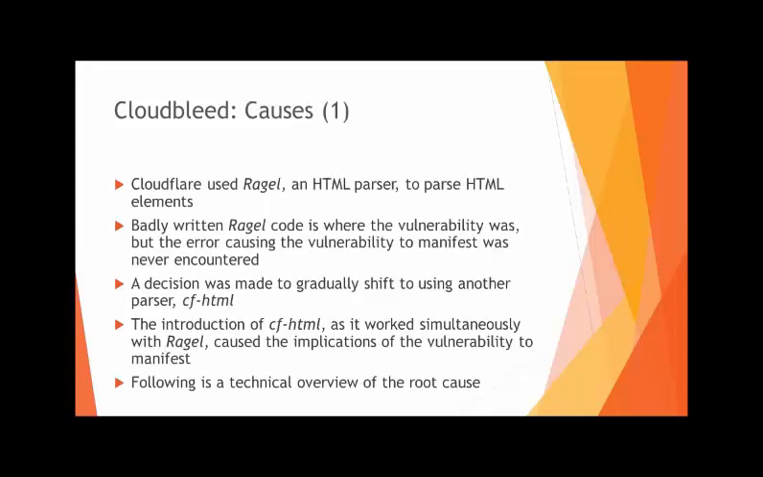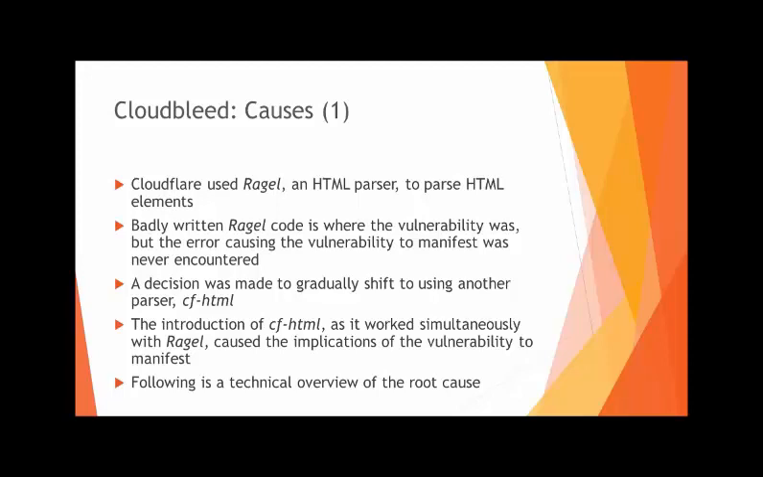As for the causes of Cloudbleed, Cloudflare used Ragel, an HTML parser, to parse HTML elements. Badly written Ragel code is where the vulnerability was, but the error causing the vulnerability to manifest was never encountered. A decision was made to gradually shift to use another parser, CFHTML. The introduction of CFHTML, as it worked simultaneously with Ragel, caused the implications of the vulnerability to manifest.